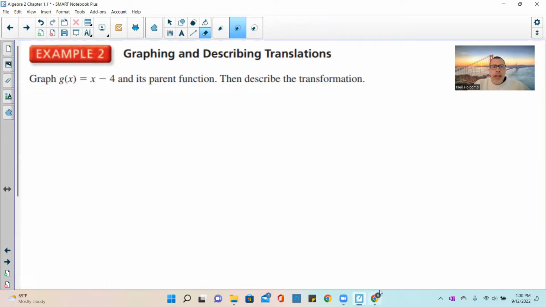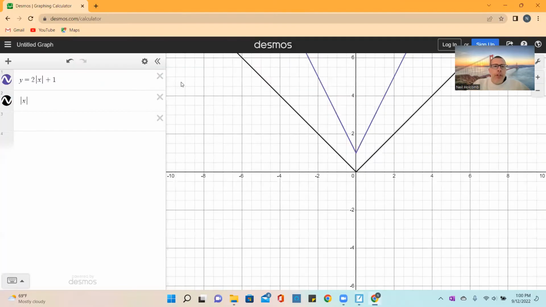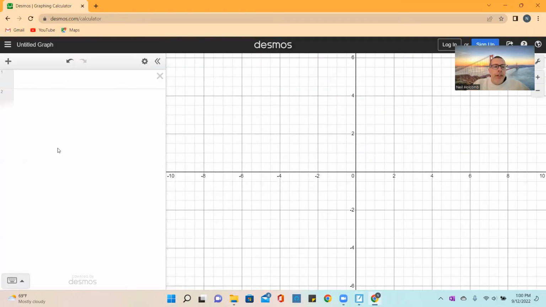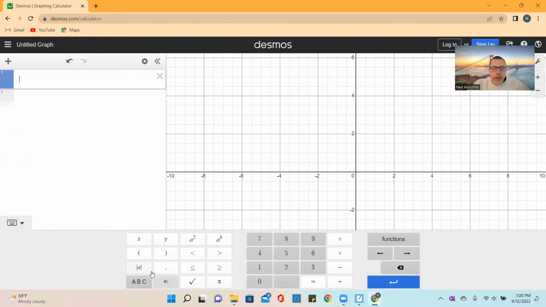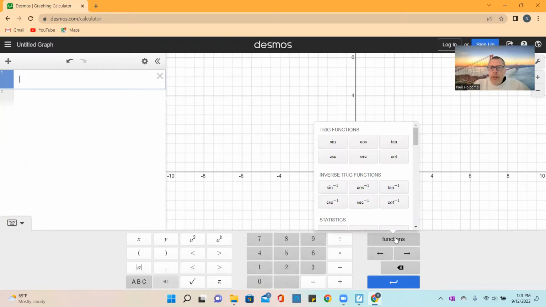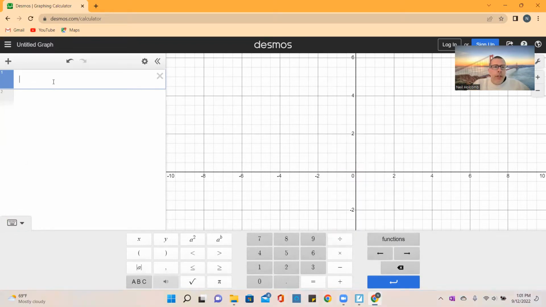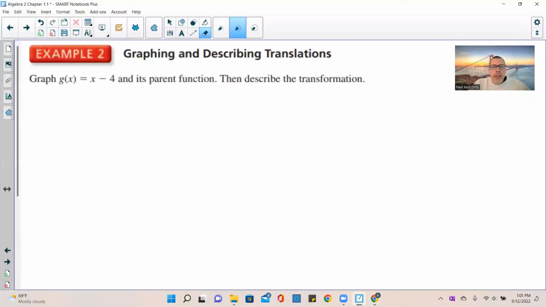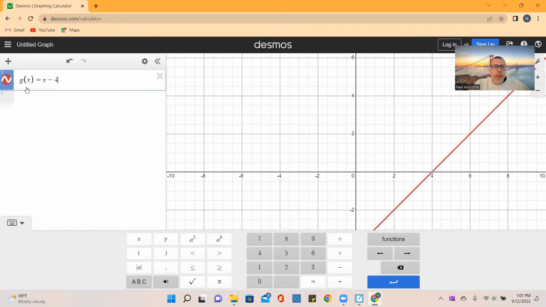Switch to Desmos, x minus 4. So I'm not going to use function notation here. Oh, I could. Let's do it, I guess. Do they allow me to? Functions, yes. That's just trig functions. So let's just use g of x equals, and it said x minus 4. I believe that's what it was. G of x equals x minus 4. There it is. The function notation.